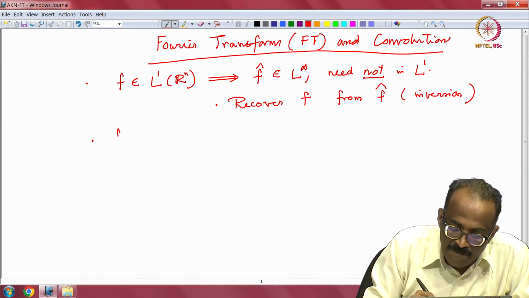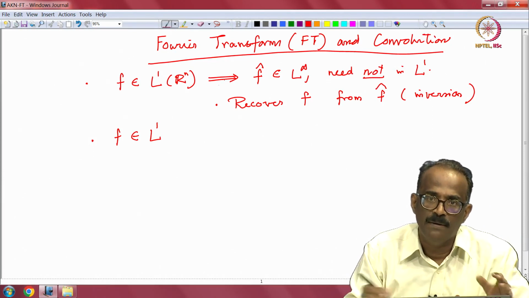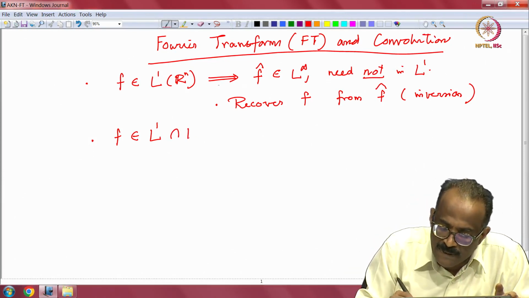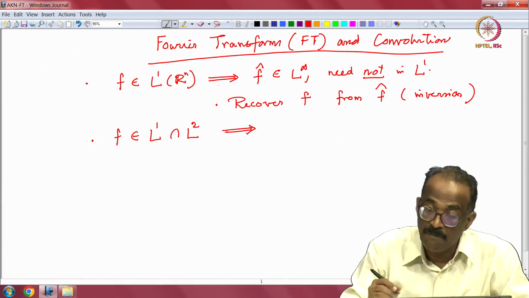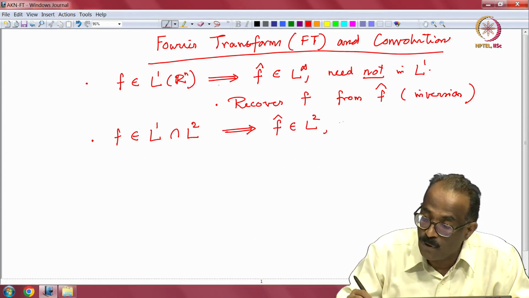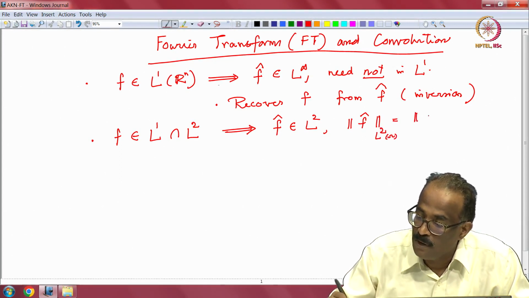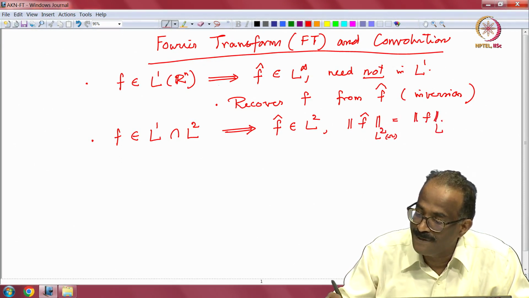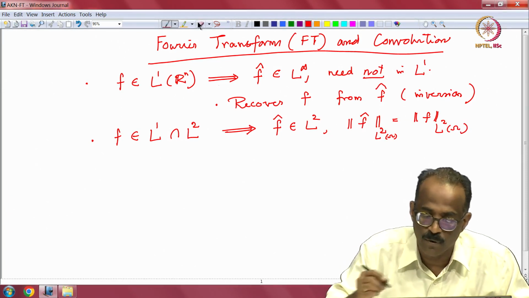The second thing is, if f is in L1 intersection L2, I do not write Rn, it is always Rn, not on omega, it is in the full space. If f is in L1 intersection L2, then the beauty is that f hat is in L2, and you also get an isometry, the norm of f hat in L2. Of course, there may be a coefficient here.